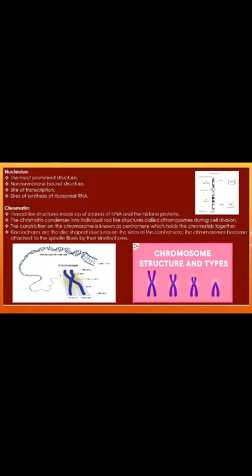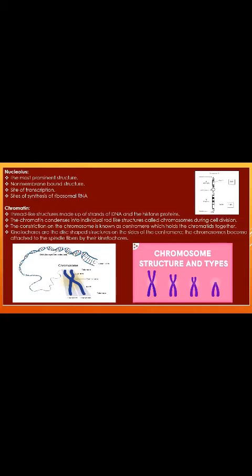These are thread-like structures made up of strands of DNA and the histone proteins. The chromatin condenses into individual rod-like structures called chromosomes during cell division. The constriction on the chromosome is known as centromere. At this constriction, two arms of the chromosome are held together. This holds the chromatids together. Kinetochores are the disc-shaped structures on the sides of the centromere. Kinetochores are protein and DNA assembly.